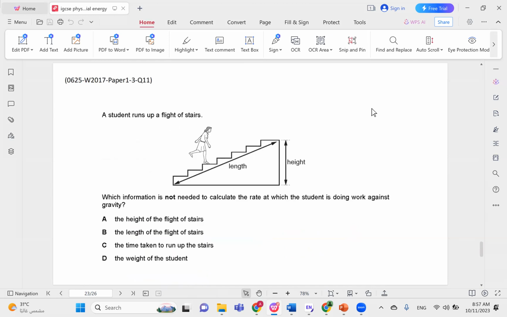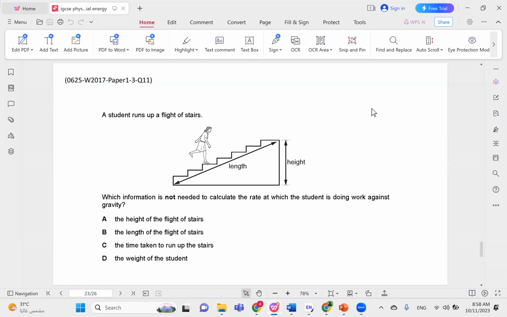A student runs up a flight of stairs. Which information is not needed to calculate the rate at which the student is doing work against gravity? So work against gravity is another way of describing gravitational potential energy. Gaining gravitational potential energy happens by doing work against gravity. This is why climbing up the stairs is much harder than climbing down the stairs.